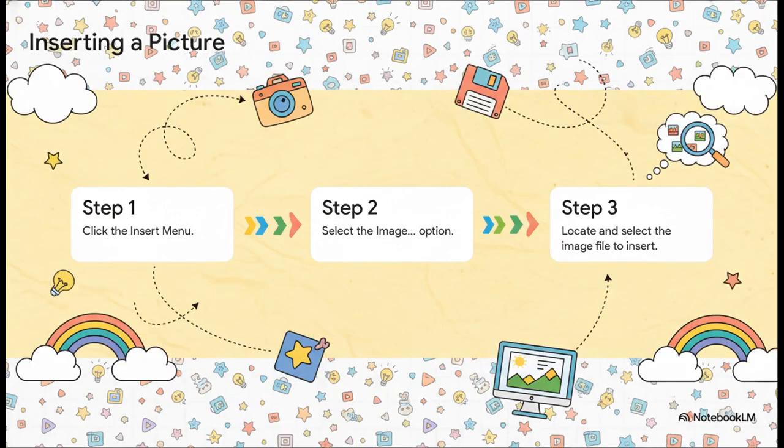And now for the best part, adding pictures. Every good storybook has them. Just go to that Insert menu again, but this time choose Image. You can pick any picture you've saved on your computer and it'll pop right onto your slide. Pictures really help show your audience what you're talking about and make your story so much more colorful and fun.